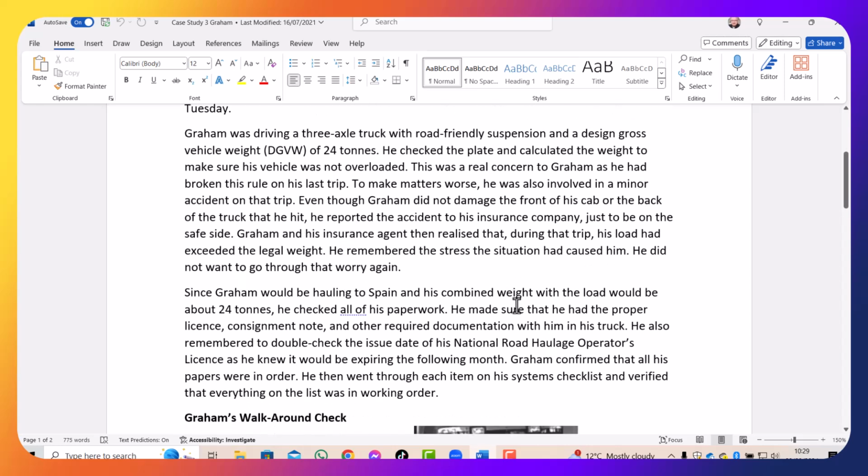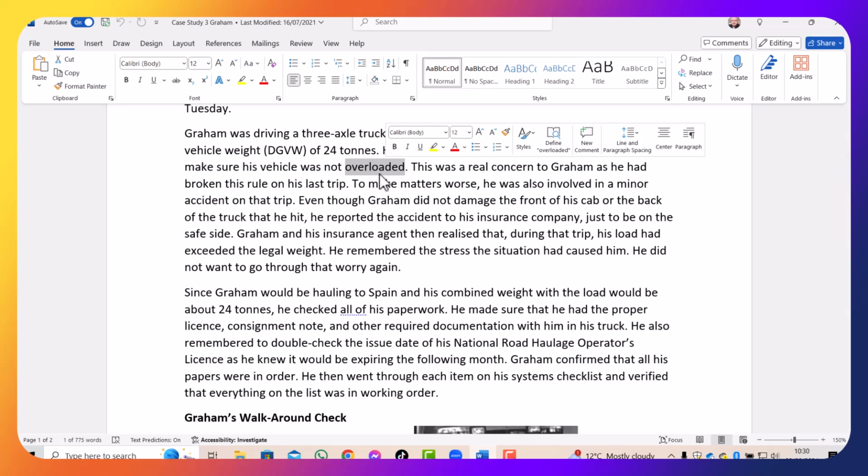Graham was driving a 3-axle truck. What's the maximum GVW? 26 ton with road-friendly suspension, and the design gross weight of 24. So with a 3-axle and air-friendly suspension, the maximum GVW is 26. But this particular truck, it's only 24. Okay? He checked the plate and calculated the weight to make sure his vehicle was not overloaded. How do you load? Tight to the bulkhead, no gaps, evenly spaced. Don't overload the GVW and don't overload the individual axles.